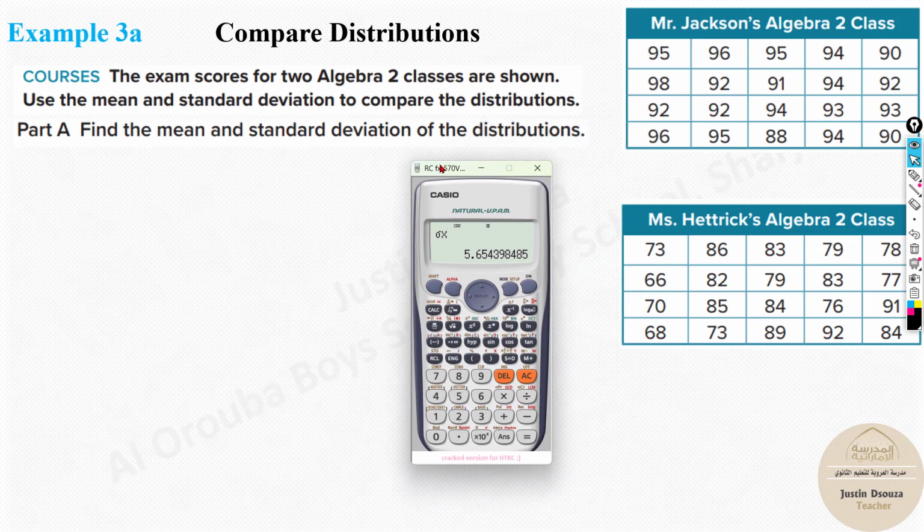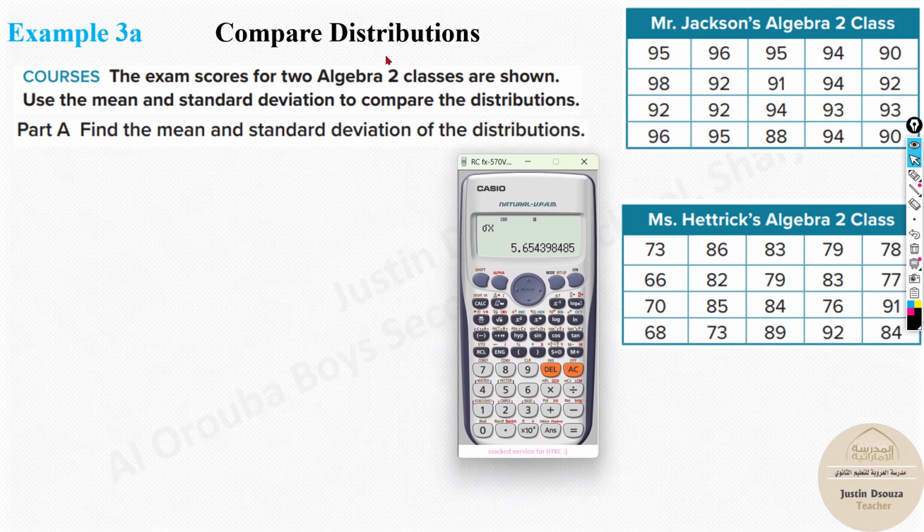That's it. We have a real world problem again about two exam scores from Algebra 2 classes, and we need to find the mean and standard deviations over here. All you need to do is the same thing. It's two teachers, Mr. Jackson and Miss Hedrick. These are the scores of the two teachers. We can find the mean and standard deviation. It's the same repetitive procedure. I hope you know how to do it.